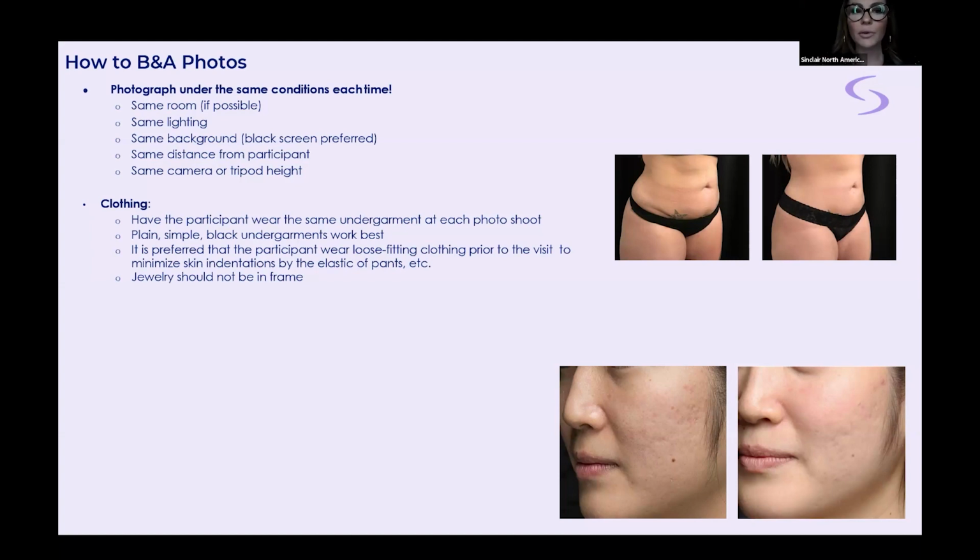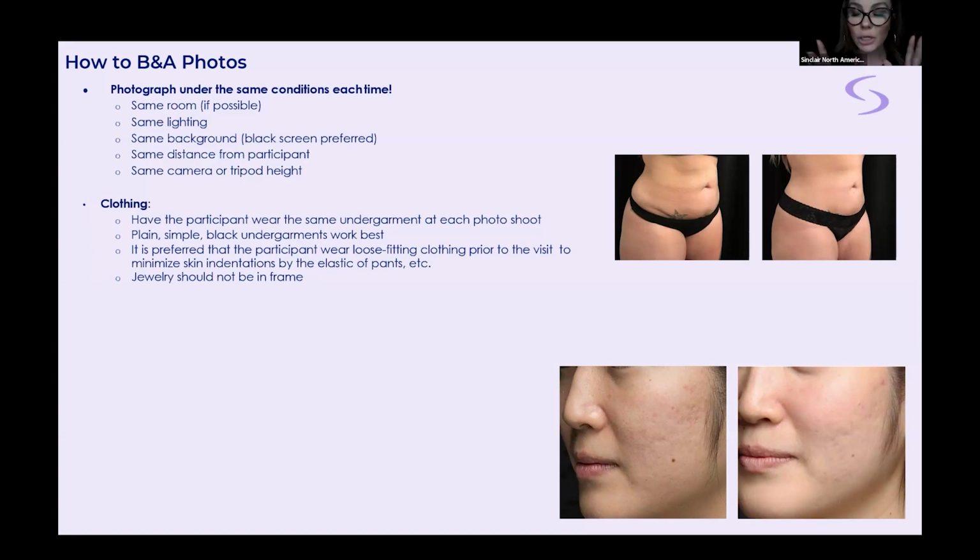Okay, so it is preferred that the patient wear loose fitting clothing prior. What I mean by that is if they're wearing really tight jeans right before the before and after photo for their abdomen, they take off their jeans, they're ready to go. They're going to have those really bad creases in the skin, and it just doesn't show up all that well with photos. So just try to remember that in a consultation next time you come. Wear leggings, yoga pants, trousers, whatever, just not super tight.